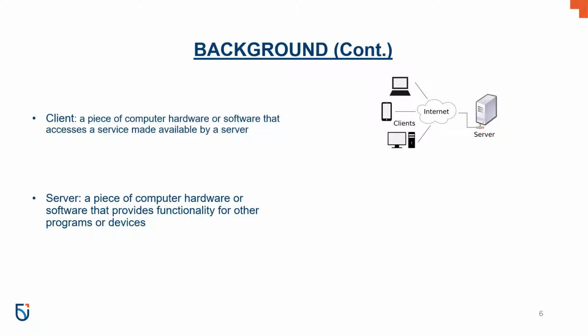Client. In computing, a client is a piece of computer hardware or software that accesses a service made available by a server as a part of the client-server model of computer networks. A server is a piece of computer hardware or software that provides functionality for other programs or devices. This architecture is called the client-server model. Well, those are the formal definitions. Let me explain this to you.